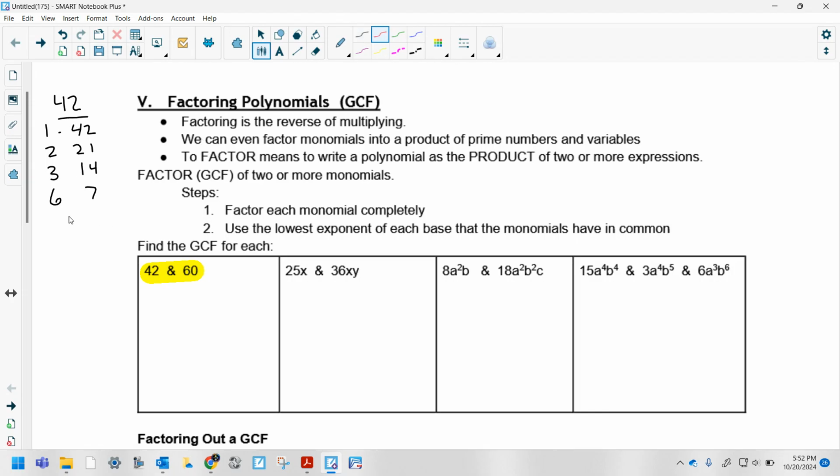60 is going to be 1 and 60, 2 and 30, 4 and 15, 5 and 12, 6 and 10, 7 does not go, 8 does not go, 9 does not go, and we're back to 10. And once you get back to a number that you already have, that's where you'd stop. Now we're looking at the number that they both have in common, that's the highest. So in this one we have 6 and 6. There's nothing higher than 6 that they both have. So the GCF of 42 and 60 is going to be 6.